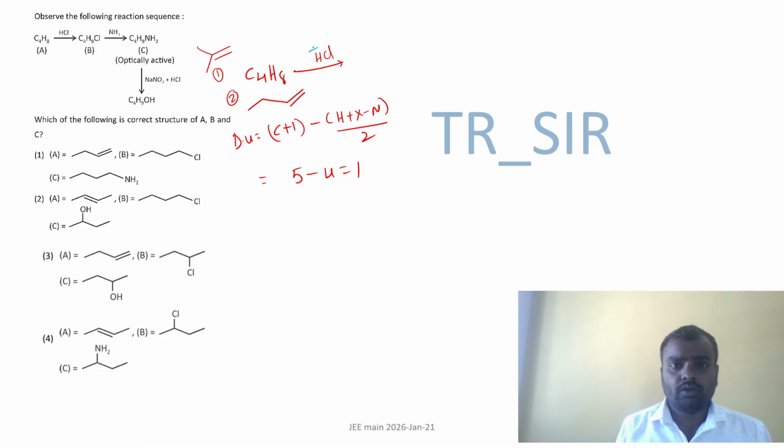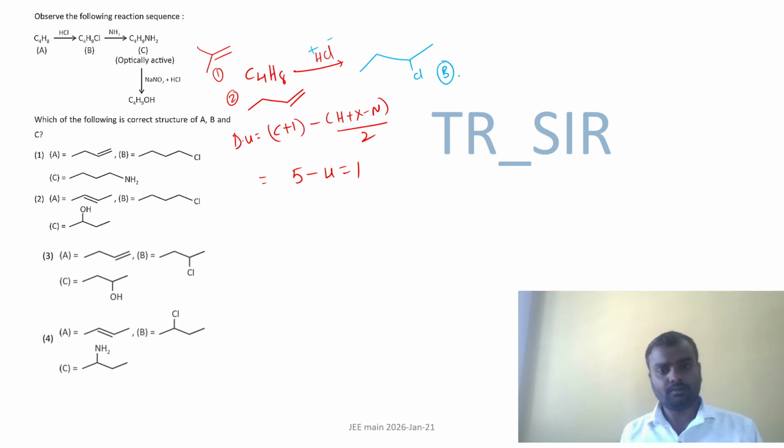Here we have to apply the Markovnikov rule for the addition of HX. So here Cl is coming. That's all. So what you got here? B you got. Now in B also we can find the DU. How much DU will come? For C4H9Cl: C plus 1 is 5, minus (9 plus 1) by 2, which is 5. 5 minus 5 is 0. So here DU is 0. No pi bond is there.